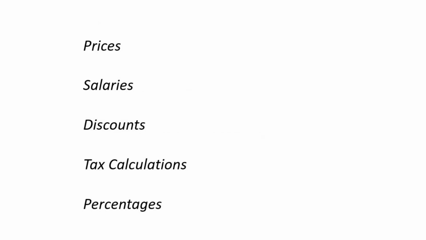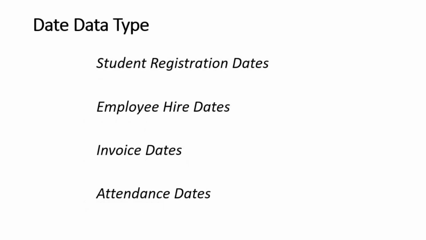Double is commonly used for prices, salaries, discounts, tax calculations, percentages, and many more. If a value can contain decimals, double is usually the safest choice to make. The date data type. Many business applications work with dates. For example, student registration date, employee hire date, invoice date, attendance date, and many more.